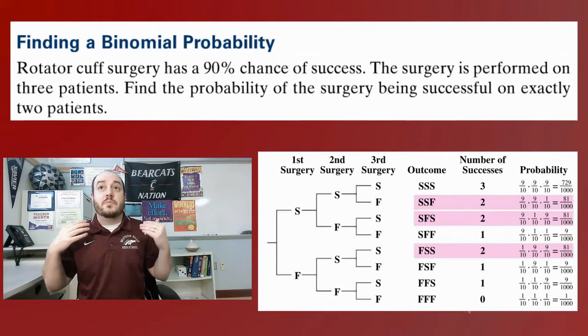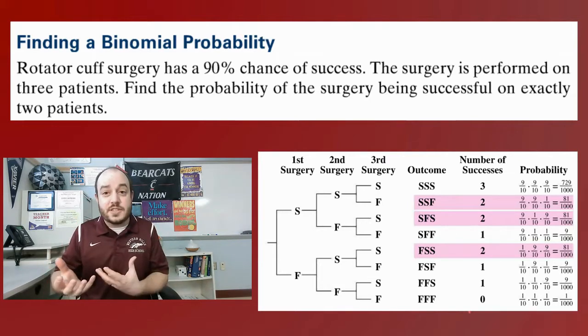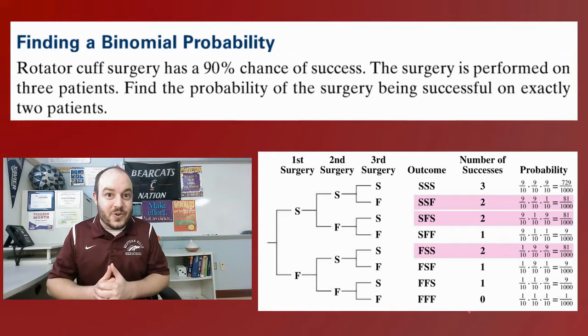You would have to come up with the probability of all of those outcomes, and then you'd have to find which ones apply to your situation, and then go ahead and add up the probabilities you need for your answer. When instead, GeoGebra is going to do all that work for you.